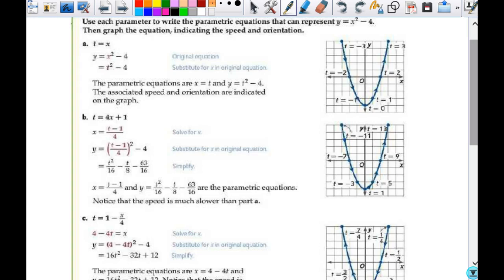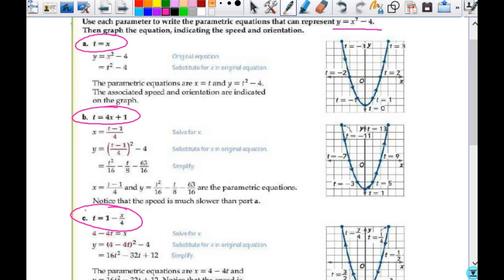So it says, use each parameter to write the parametric equations that can represent y equals x squared minus 4. That's why it looks the same, because it's all representing that, right? So our parameters change. At first, we use t equals x. The next time, we use t equals 4x plus 1. And then the third time, we use t equals 1 minus x over 4.